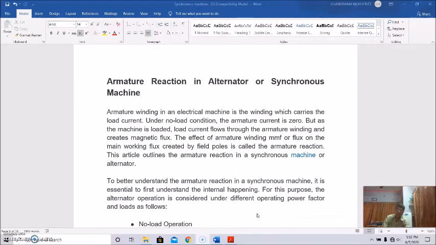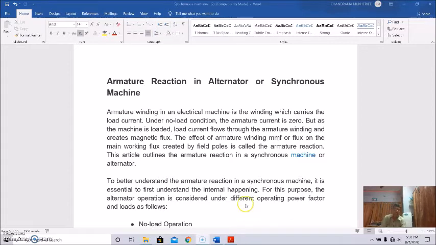And as a result, the resultant flux condition will be something different. That may be magnetizing, maybe demagnetizing, maybe cross magnetizing, maybe both. That totally depends on the nature of the load itself. So in this lecture we'll discuss armature reactions in synchronous machines or alternators.